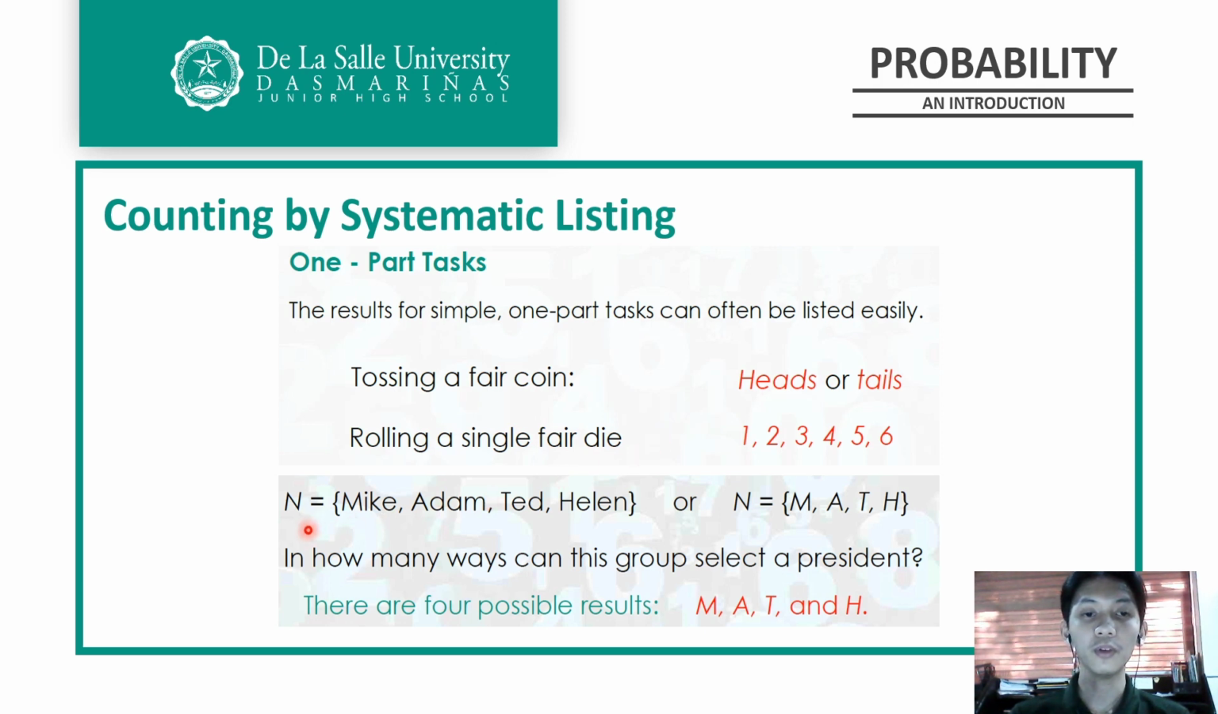In the next example, we have a sample space consisting of Mike, Adam, Ted, and Helen. In how many ways can this group select a president? So we just list down all the options and we know that there are 4 possible results.